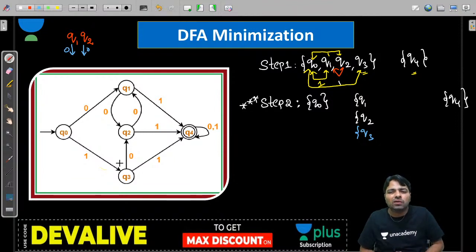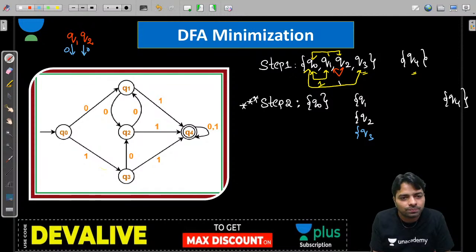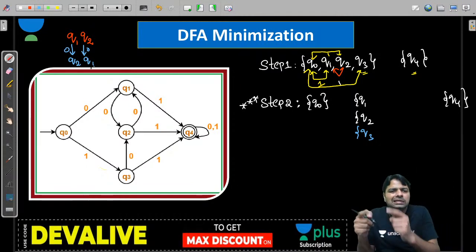Why am I comparing Q1, Q2? Because I have not done it. Q1, Q2 I compared only with Q0. How can I believe Q1, Q2 are different? Okay, Q1 on 0, guys, Q1 on 0 is Q2, and Q2 on 0 is Q1. Q2, Q1 are in the same set.